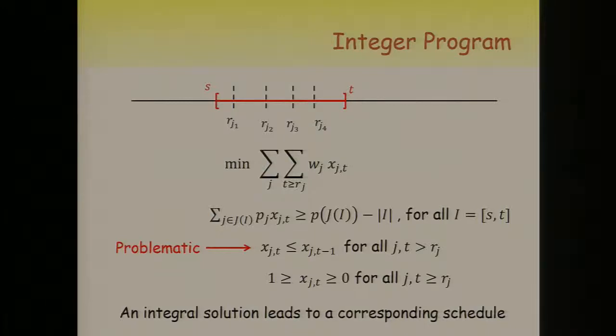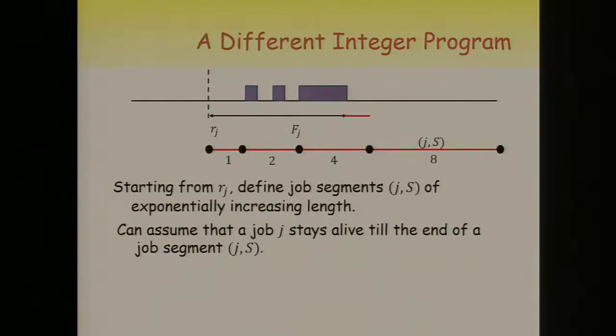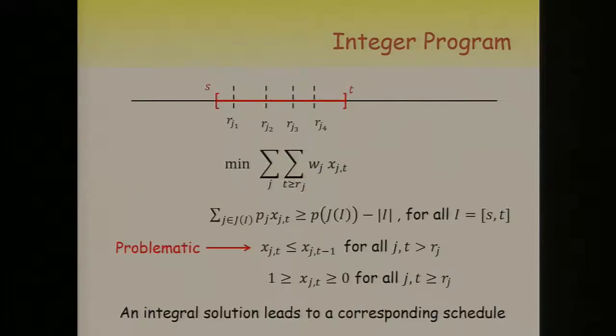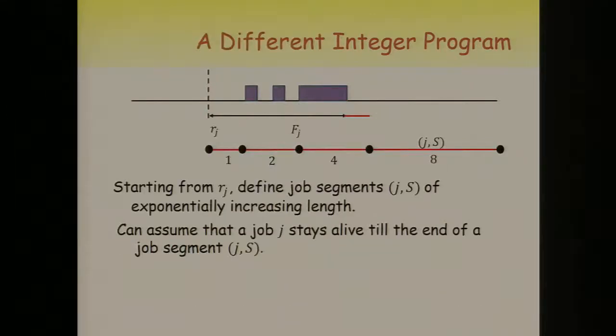What I will show you is that you can actually get rid of this at the expense of some loss in approximation ratio. This is the standard trick that people use in a lot of these settings. So let me show you what that is. I want to get rid of these conditions, so I'm going to write a different program now.